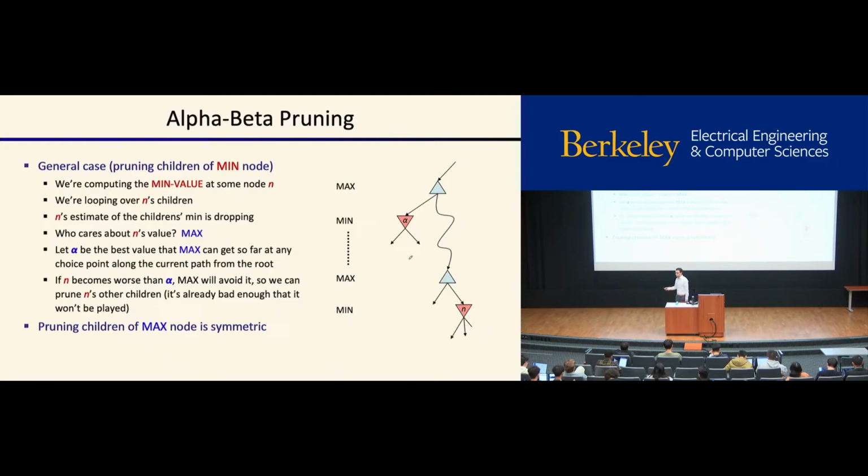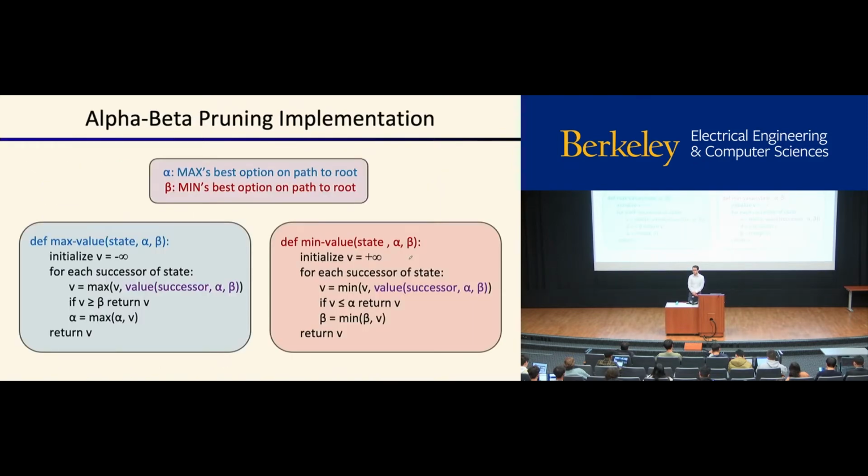And then pruning the children of the max is symmetric. We're just going to use beta instead of alpha. So beta is going to be the best value that min can get along any branch. Alpha is the value that max can get along any branch, the best value. And these two things are totally symmetric, and we've already seen examples of how this works. How do we implement that?